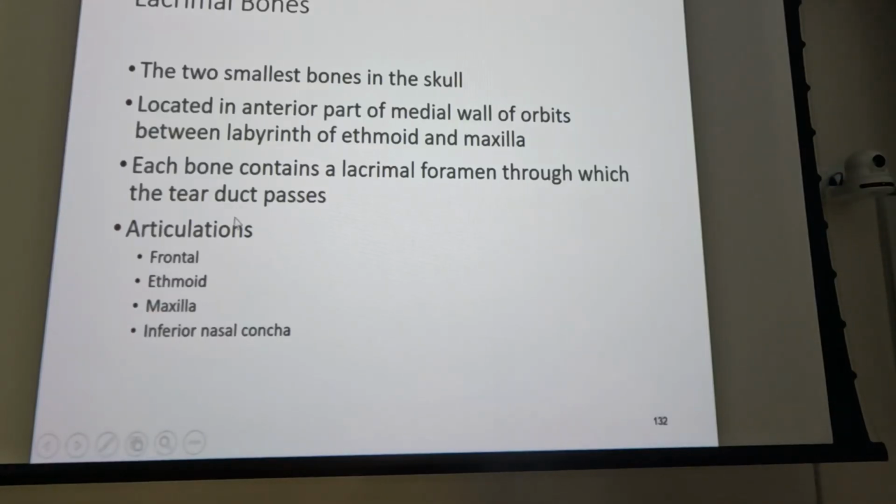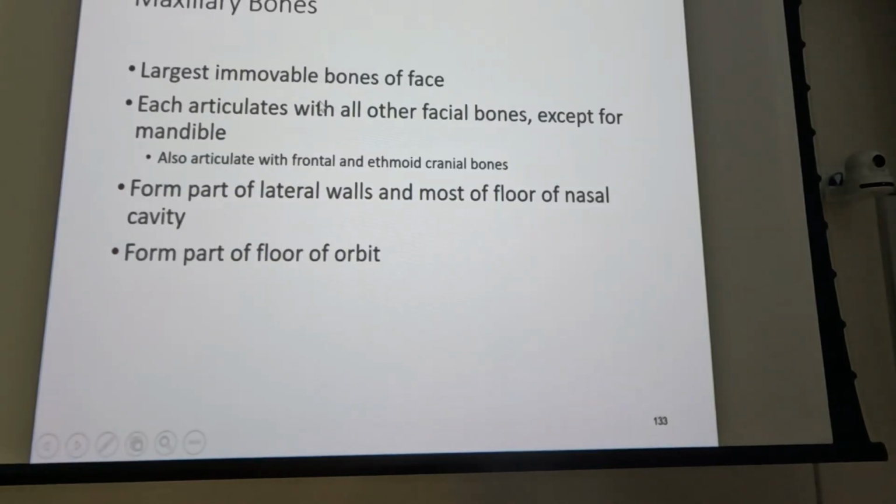They have that lacrimal foramen that we talked about, and their articulations are here: frontal, ethmoid, maxilla, and then the turbinates as well. So maxillary bones are the single largest immovable bone of the face, and the immovable portion is important. Your mandible is the biggest, right? But it moves. Hopefully it moves. Sometimes it moves too much. So each articulates with all of the other facial bones except for the mandible itself. The mandible's only bony articulation is with the TMJ, so that's in the temporal bone.